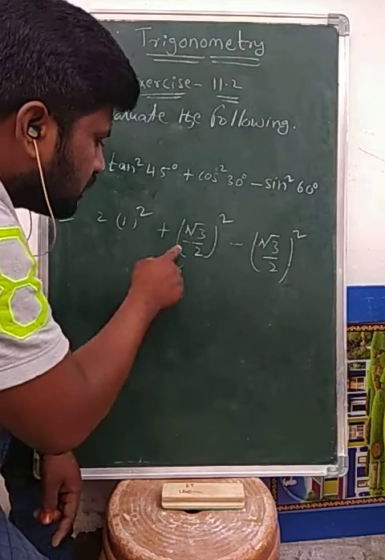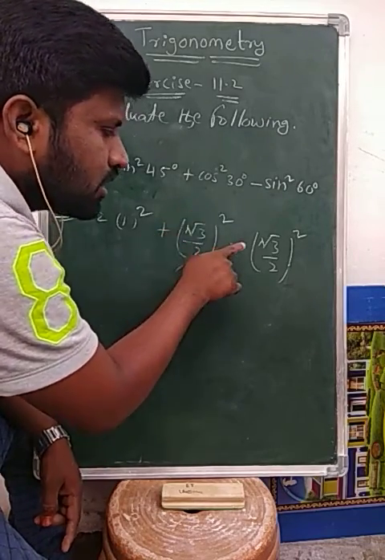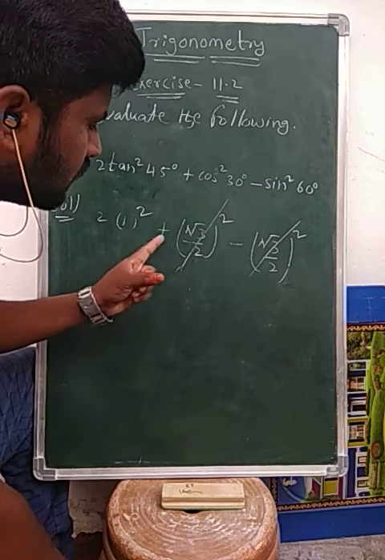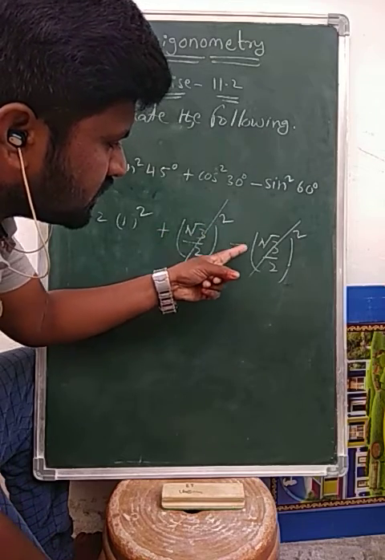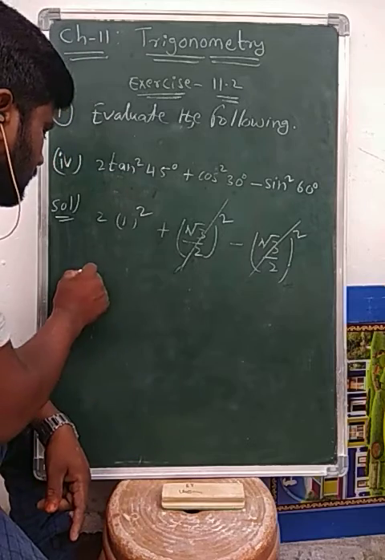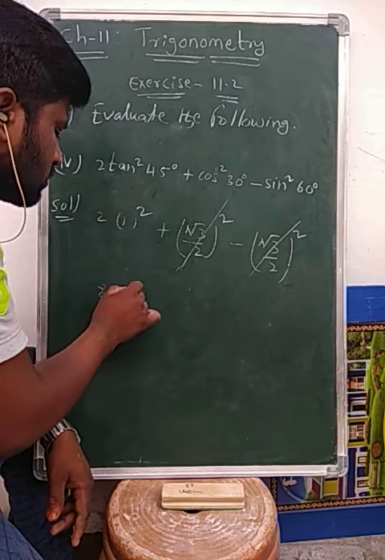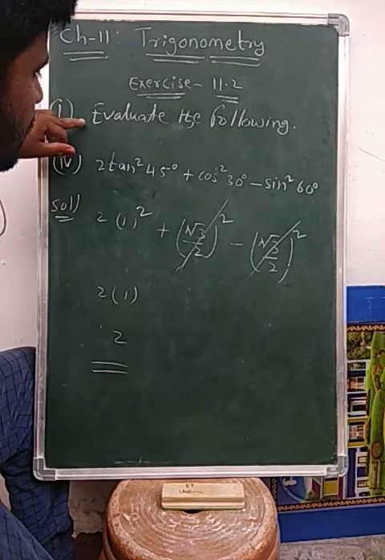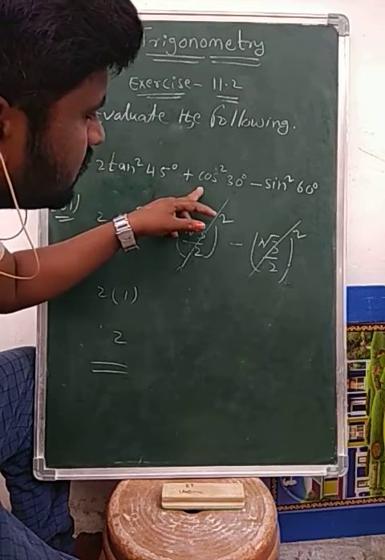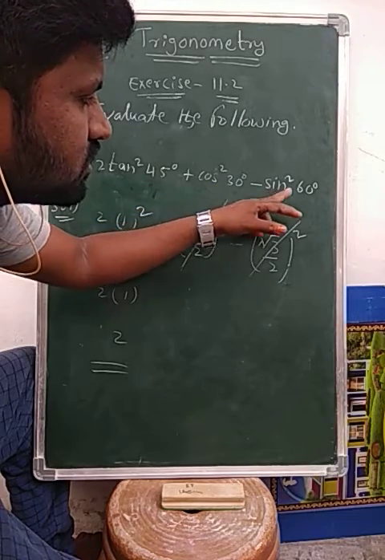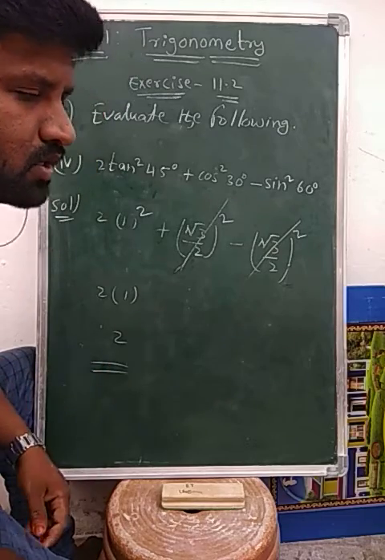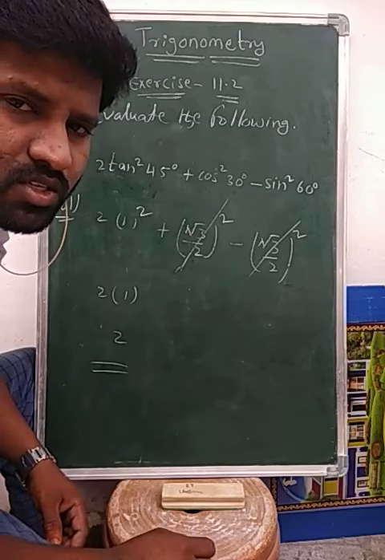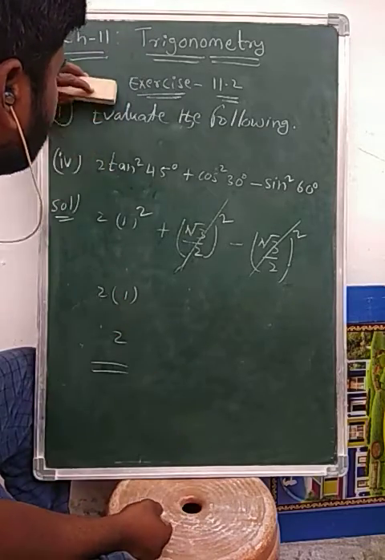Now see clearly: plus root 3 by 2 whole square minus root 3 by 2 whole square. So these two cancel. Is it clear? Then 2 of 1 whole square means that is 1 only. 2 ones are 2. So this is the required answer. The value of 2 tan square 45 degrees plus cos square 30 degrees minus sin square 60 degrees equals 2. So you practice the remaining questions in this main by using the trigonometric ratios of the standard angles. Okay, let us go for the second main.